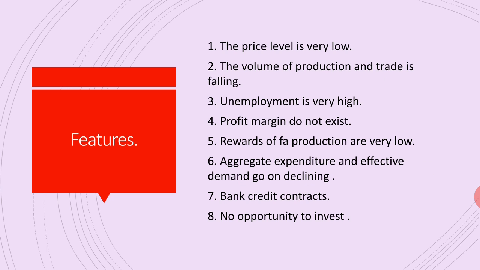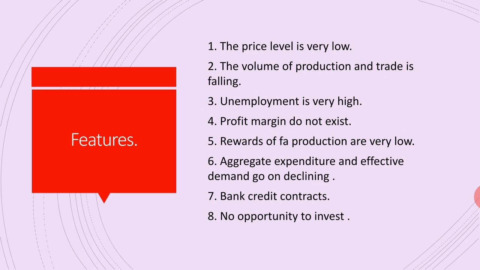In depression, the price level will start with falling prices. The price level is very low. When the prices are very low, automatically the interest of the producing class or the entrepreneurs is less. So production is falling, and when production is falling, trade is also falling. When there is no production, then there is no employment, so automatically unemployment increases.